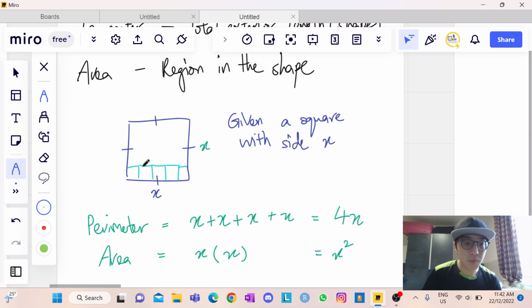All right, so when you have different squares here, then it will increase at both base and height. So the total area will be this length right here multiplied with this length, and then you will get the whole region of this shape. All right, hope that's clear. And now we're gonna move on to a rectangle.